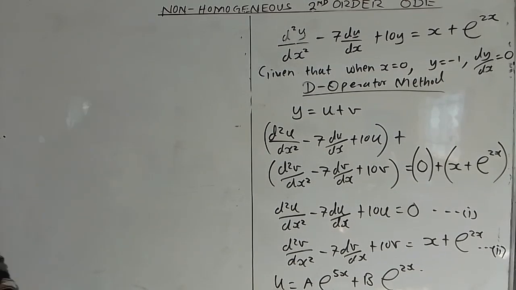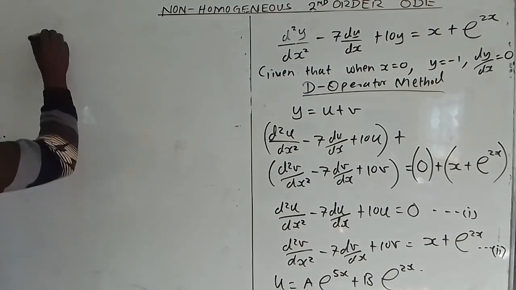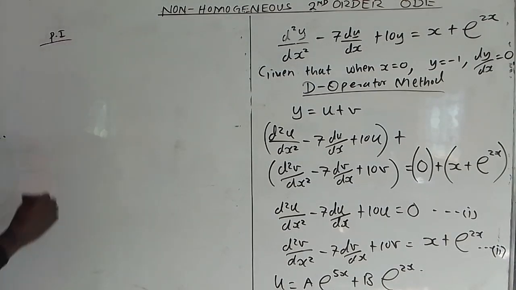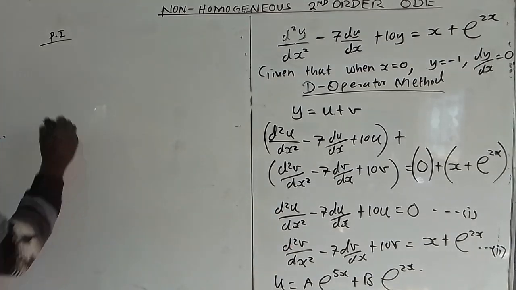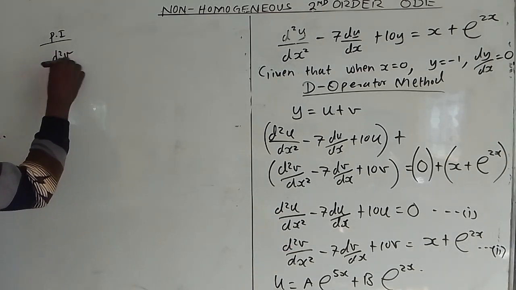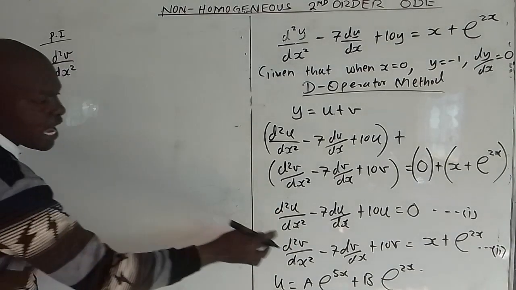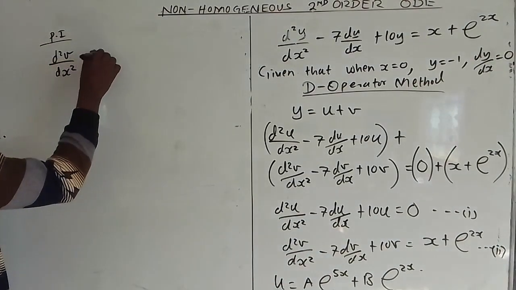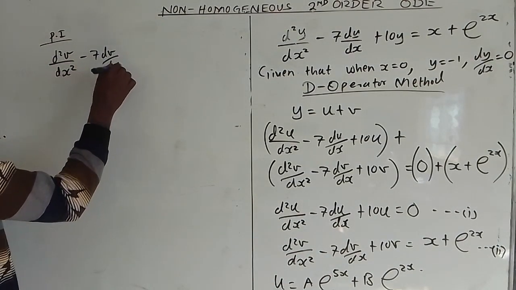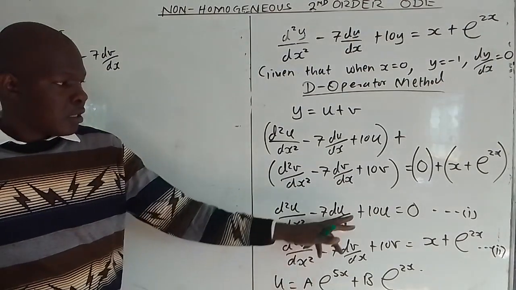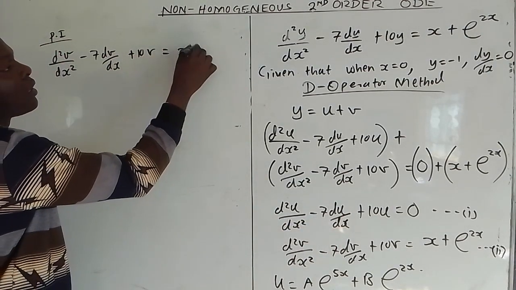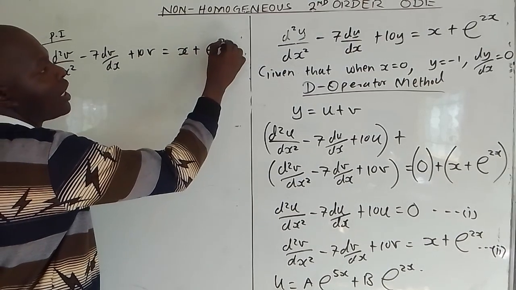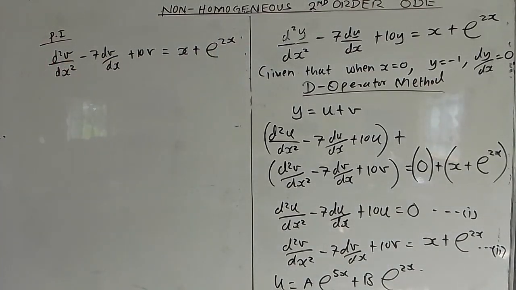So Roman number 2, we had what? Roman number 2 will give us the particular integral, isn't it? Yes. So in the particular integral, what do we have? d squared v over dx squared minus 7 dv over dx plus 10v is equal to x plus e to the 2x.